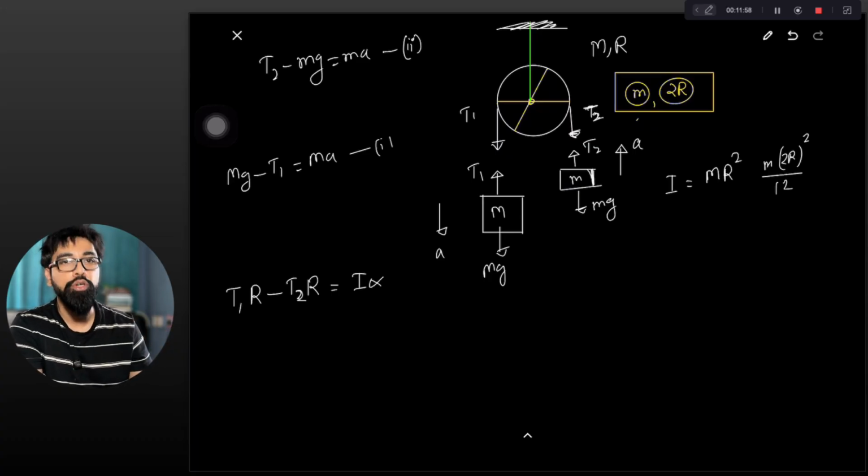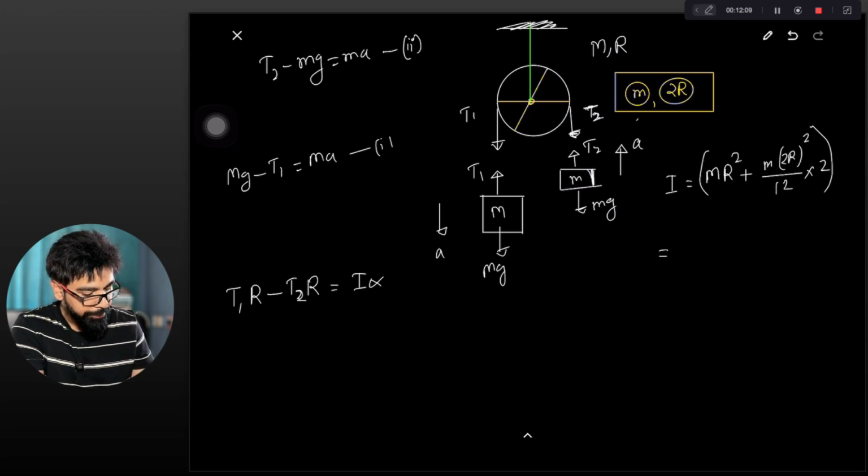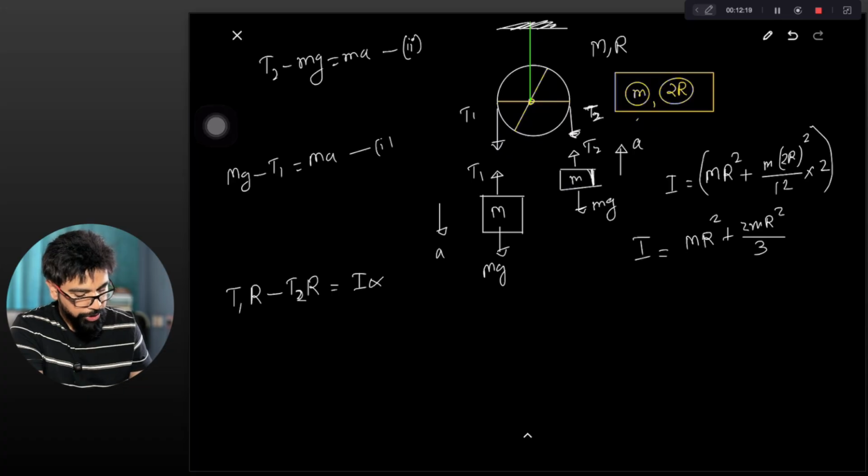But like this, how many rods are there? Two rods. So multiply this equation with 2, and moment of inertia is a scalar quantity, so you add them to get the total moment of inertia. So what answer am I getting? M r square plus here it is m r square by 3, and there is a 2 multiplied. So 2 m r square by 3. So this is the moment of inertia.